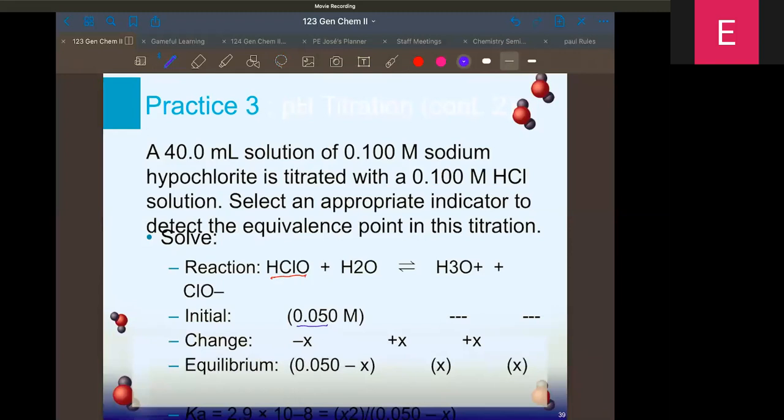Remember that in this rice table, these are molarities and not moles. And it's very easy to get confused. Sometimes I get confused and work in moles. This has to be moles divided by liters, always. And therefore, you are going to do that.